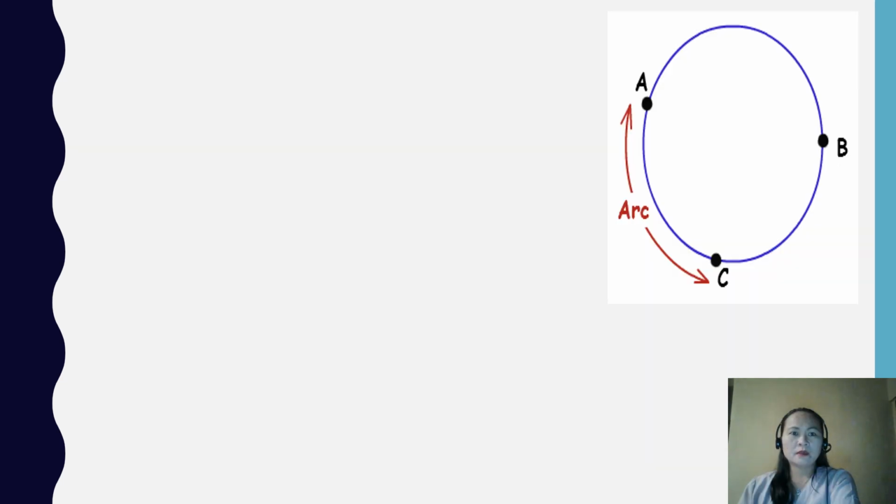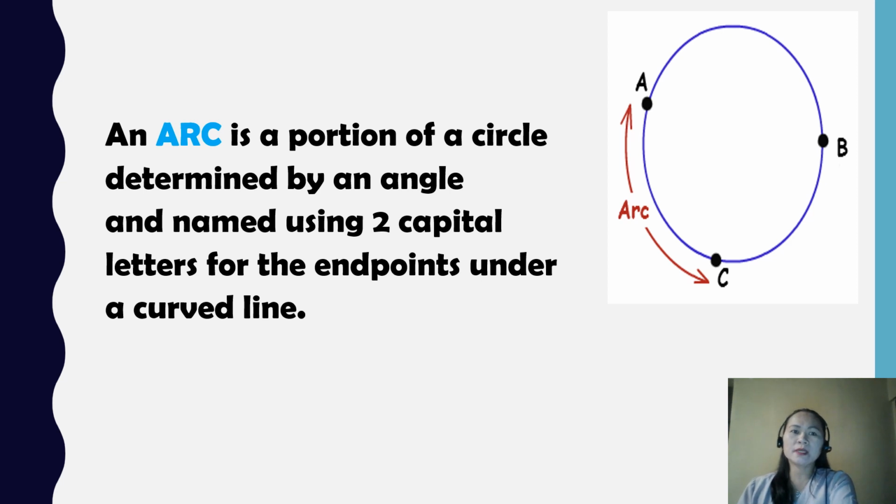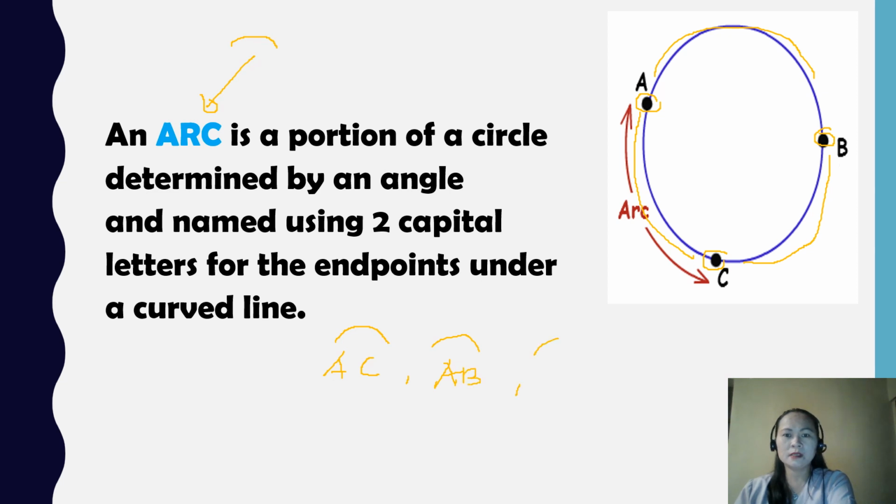Next is the arc. An arc is a portion of a circle determined by an angle and named using two capital letters for the endpoints under a curved line. This symbol is used for arc. In our illustration, points A, B, and C lie on the circumference of the circle, and we have arc AC, arc AB, and arc BC. Those are the three arcs formed in this illustration.